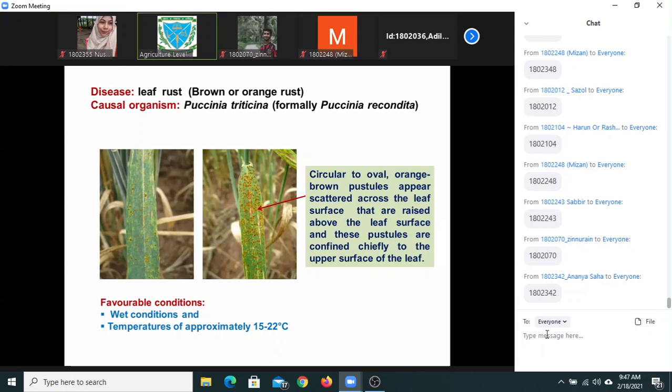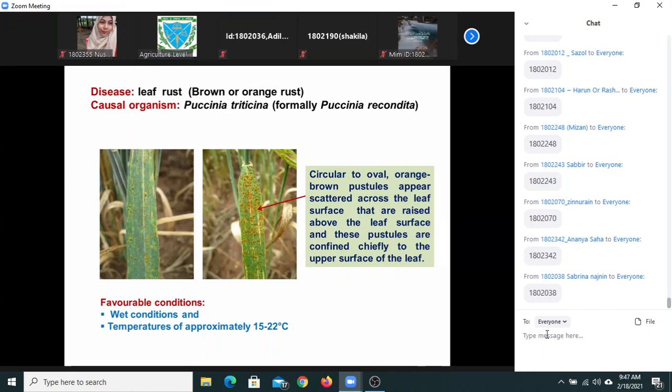Another rust is leaf rust, brown or orange rust, caused by Puccinia triticina. This pathogen was formerly known as Puccinia recondita. In your practical class, you will study Puccinia recondita that infects our hazel plant. We have many hazel plants in the campus. So one of the hazel plants is infected by this Puccinia recondita. So you have to prepare the slide and you can easily see the teliospore. Once the university opens, you can study this.